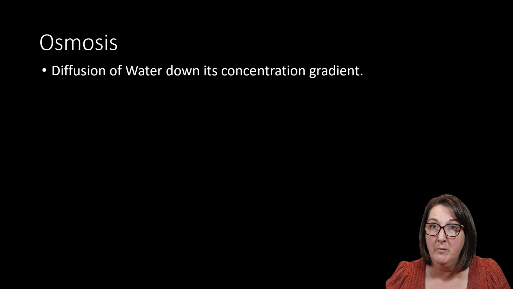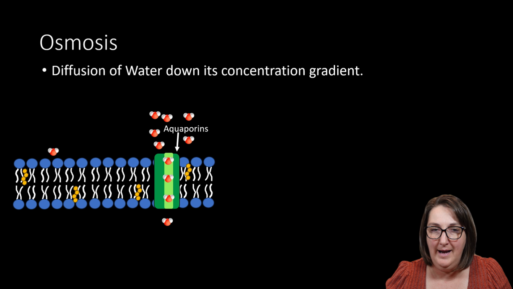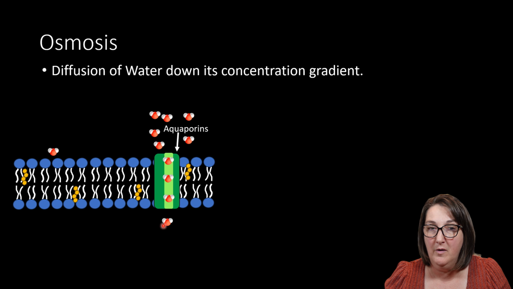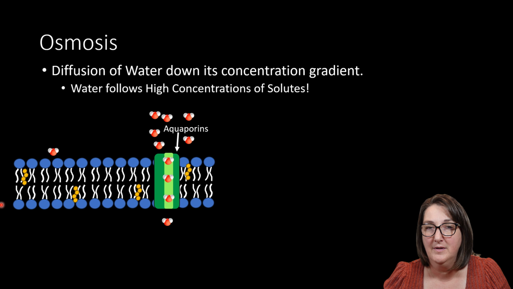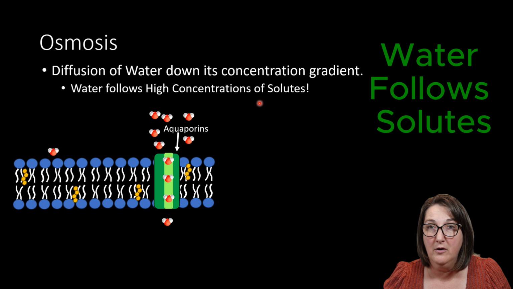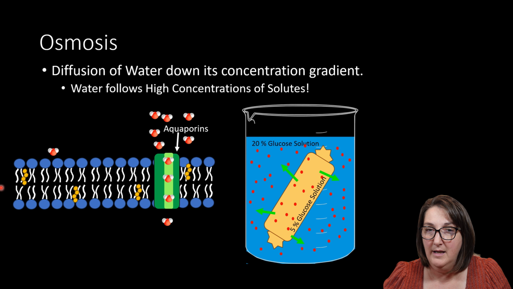So with osmosis, we talk about just water. So diffusion of water down its concentration gradient. Remember, I'm going from a high concentration of water to a low concentration of water. Here I have membrane, and here I have aquaporins. So these water molecules are going to want to go down through these aquaporins from a high concentration of water to a low. So water follows high concentration of solutes. I tell my students that water follows the solutes. So this is what that means. Here I have 20% glucose in a solution.